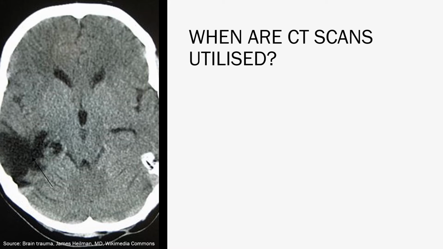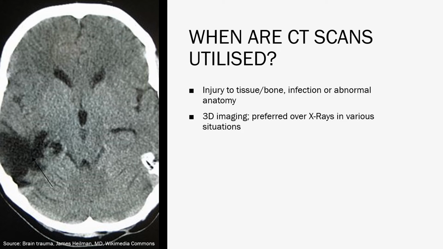This segment will talk about applications of X-ray CT. So when are CT scans utilized? Well, CT scans can be used for a wide range of things. They can vary from serious injuries to bones and tissues, detecting infections, or diagnosing abnormal anatomy. It is preferred over regular X-rays in various situations, as it can provide 3D images of a specific organ or tissue structure, which can illustrate fractures, tissue damage, and tumors, in comparison to X-ray, which can only detect dense structures such as the skeletal system in only a 2D image.